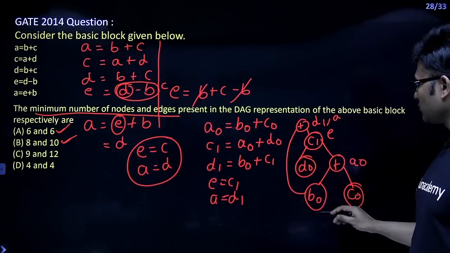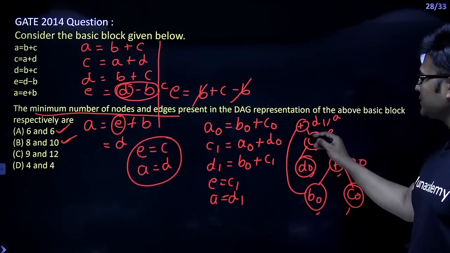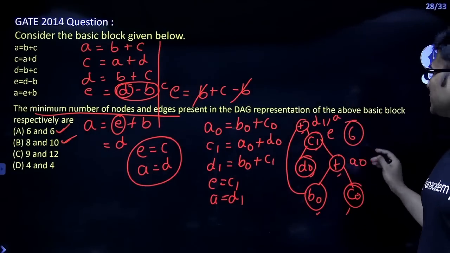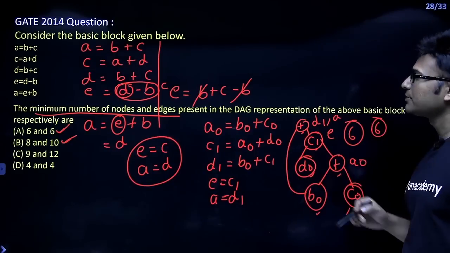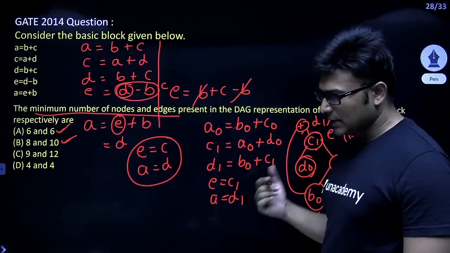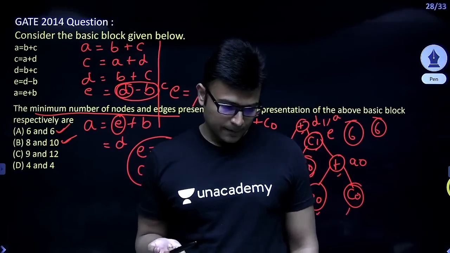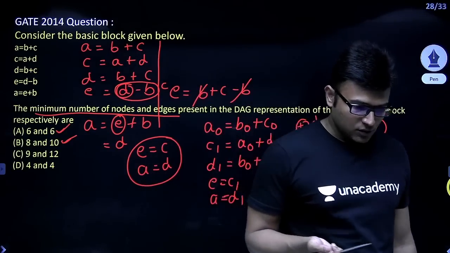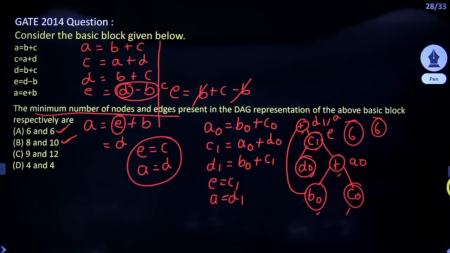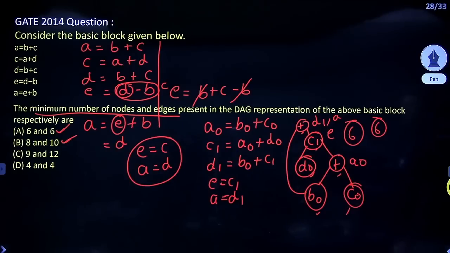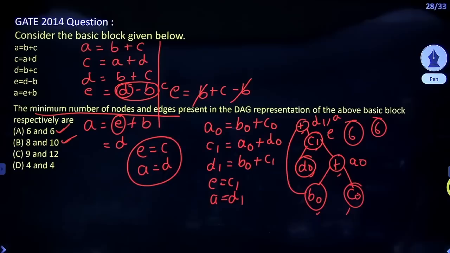Now if you see it, 1 2 3 4 5 6 nodes are present, and 6 edges will be present. This should not have been done, but they did it. According to the answer, we have to solve it this way, but if you directly solve it, you are going to get 8 and 10. 8 and 10 should have been the answer, but they have given the answer as 6 and 6.